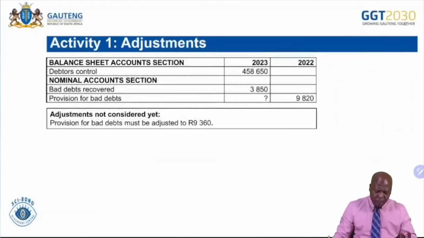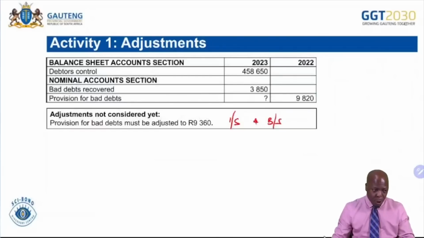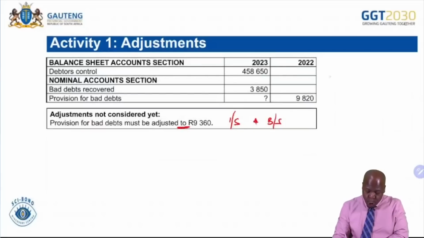And it reads, provision for bad debts must be adjusted to 9,360. So once we have such an adjustment, you have to understand again that we must record this adjustment in the income statement as well as in the balance sheet. So I would then say, if you have provision for bad debts which is being adjusted to your 2, goes to the balance sheet.